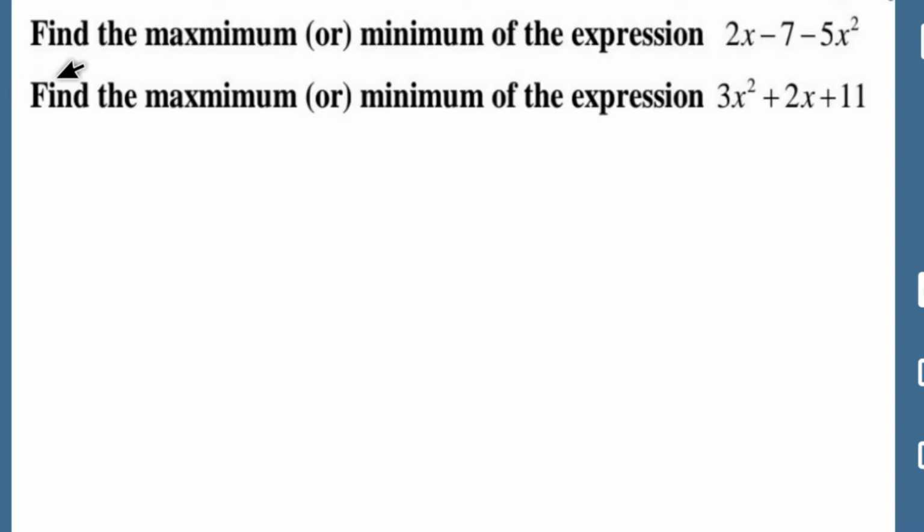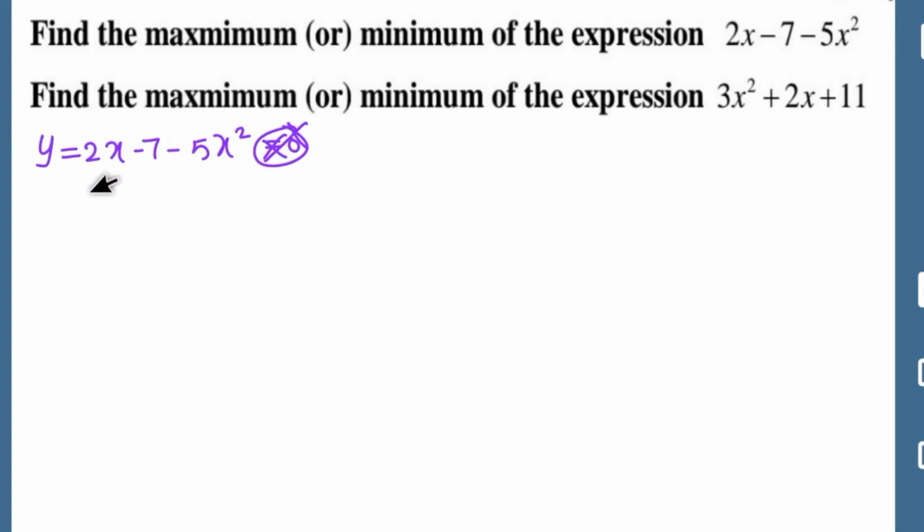Find the maximum and minimum values of the expression. Okay, this is also a very important question. First, what is the question? Find the maximum or minimum of the expression. What is the expression given? Write y equals the expression 2x minus 7 minus 5x square. Don't write equals to 0. This is wrong. Don't write equal to 0, okay?